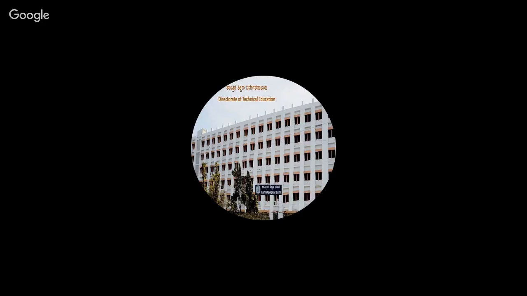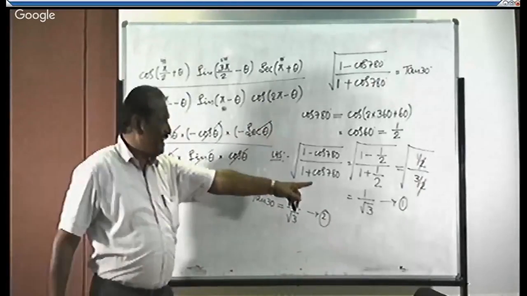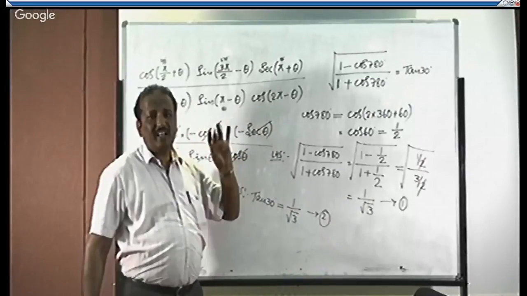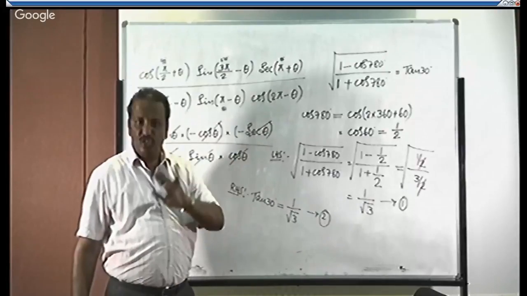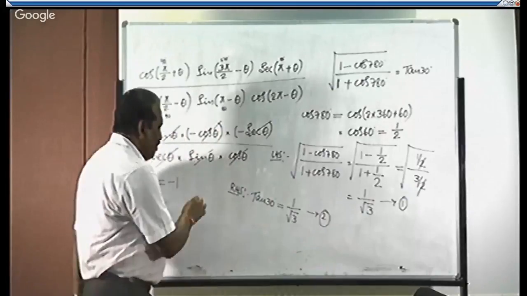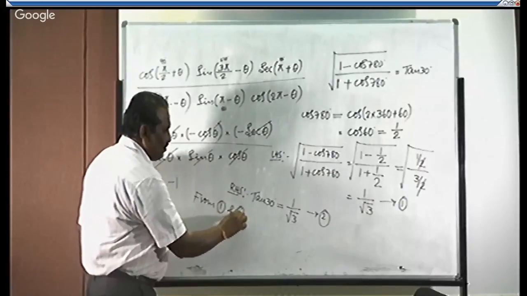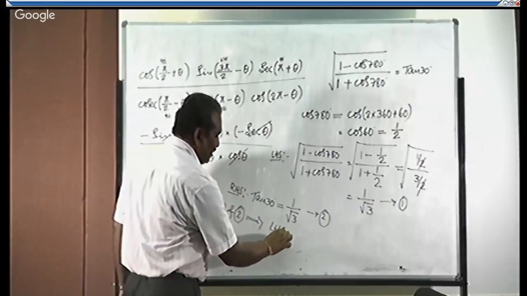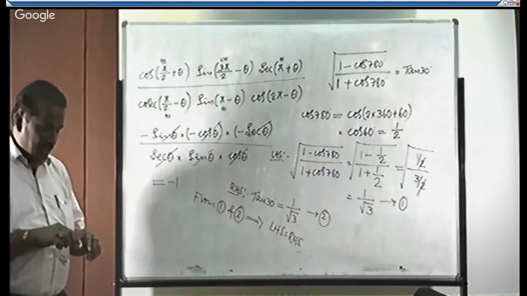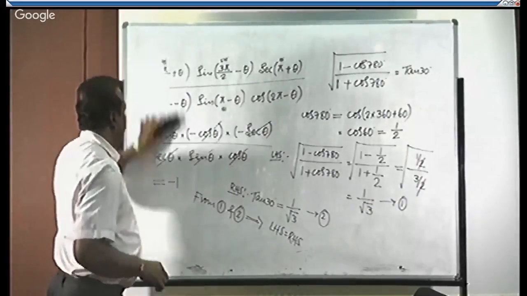Call this as equation 2. Compare equations 1 and 2. Both the right hand sides of equation 1 and equation 2 are the same. If x is equal to 100 and y is equal to 100, you can say x is equal to y. So if this LHS is equal to 1 by root 3 and RHS is equal to 1 by root 3, from equations 1 and 2 you can say LHS equals RHS, and hence the problem is proved. In this way, by applying the knowledge of allied angles, we can simplify problems of this kind.